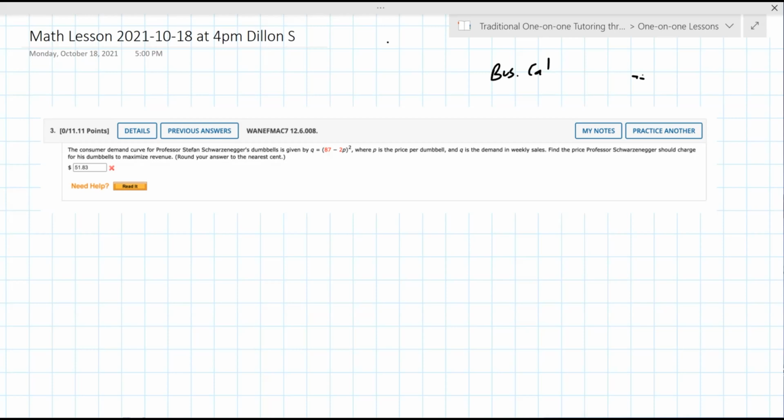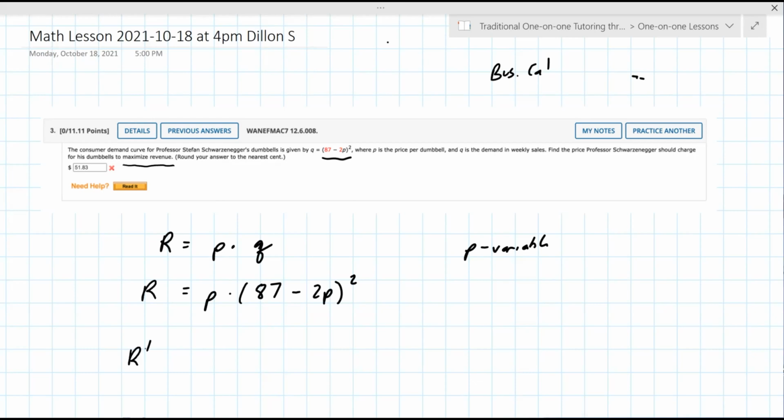So you want to maximize revenue. Revenue is price times quantity. In this case, price is the variable, and Q is what's given here, so that's 87 minus 2P, quantity squared. You're trying to figure out what maximizes this, so you need to take a derivative. That's one option, or you can just graph this.